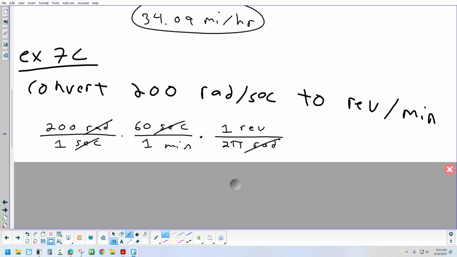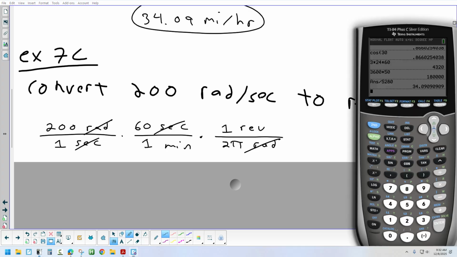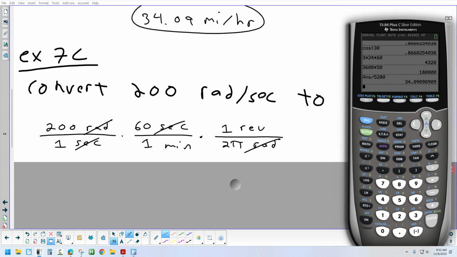Radians in the top, radians in the bottom. Now if I multiply straight across, I have revolutions in the top, minutes in the bottom, and that's what I wanted. Okay. But we stuck with angular the whole time. We started in angular, we ended in angular. The one before started in linear, ended in linear. Okay, let's see what we get now.